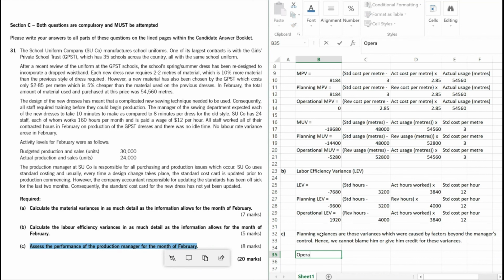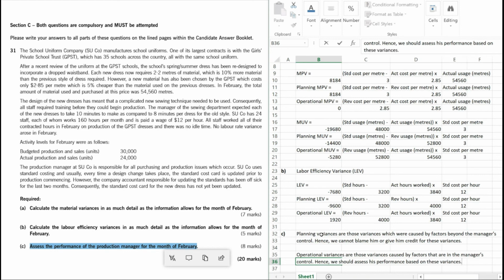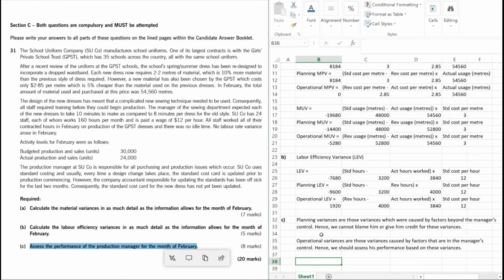Likewise, you need to mention operational variances are those variances caused by factors that are in the manager's control. Hence, we should assess his performance based on these variances. So these are 2 standard points and you can get 2 standard marks for these. After that we need 6 more marks and we have 3 variances, each with a planning and operational component, so we'll touch on all of those.